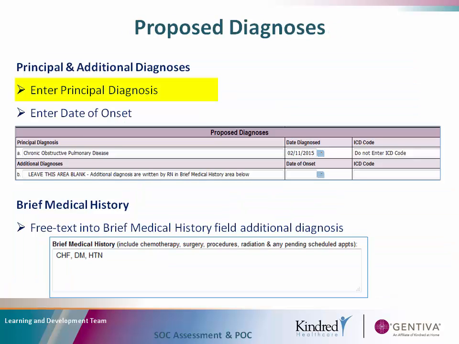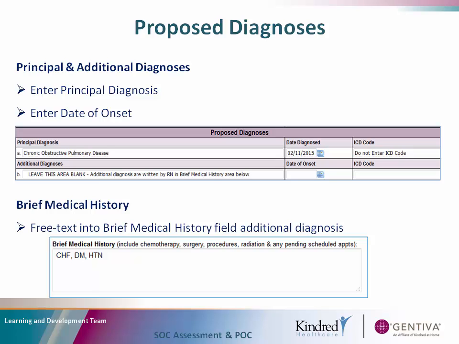Next, to enter a diagnosis, enter the diagnosis description in the proposed principal diagnosis area. Enter the date of diagnosis. It is important to enter the correct principal or terminal diagnosis as certified by the attending and hospice physician. The principal diagnosis flows to the hospice initial order form.